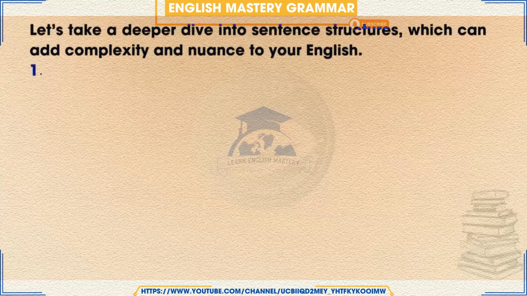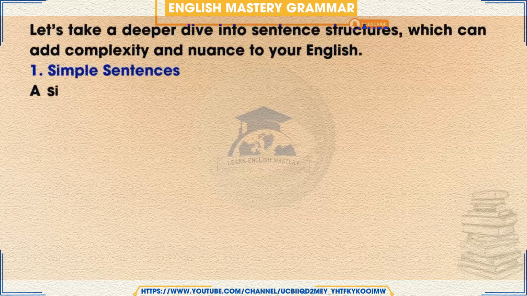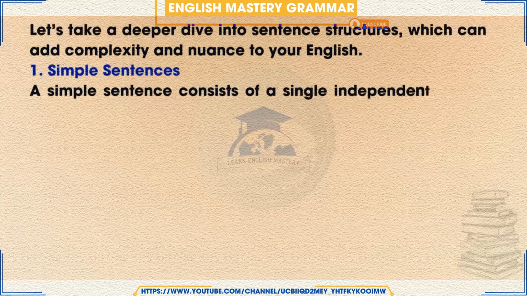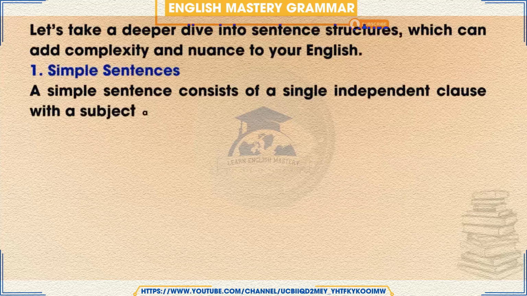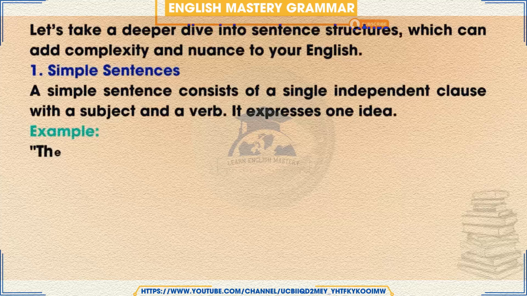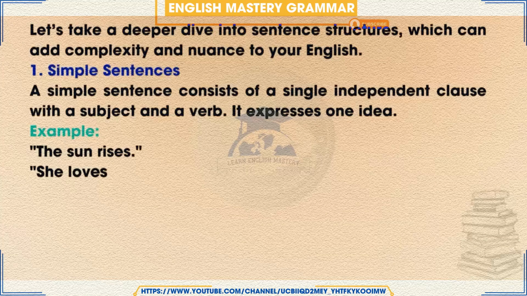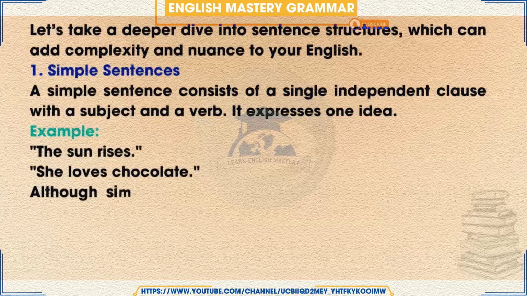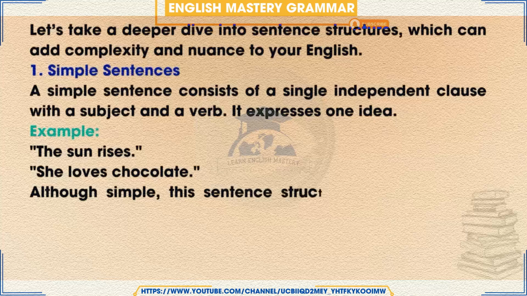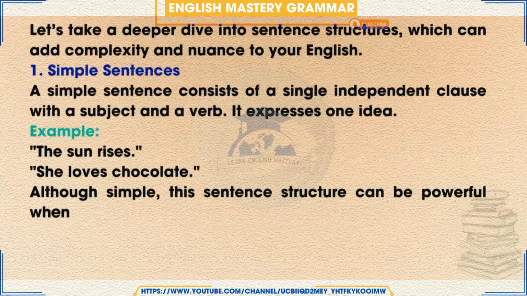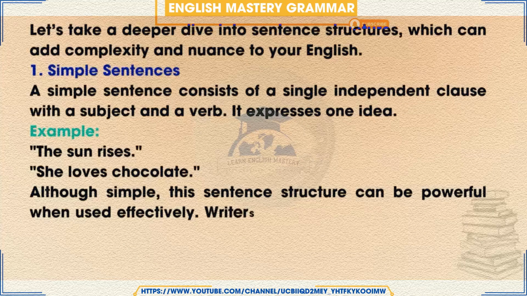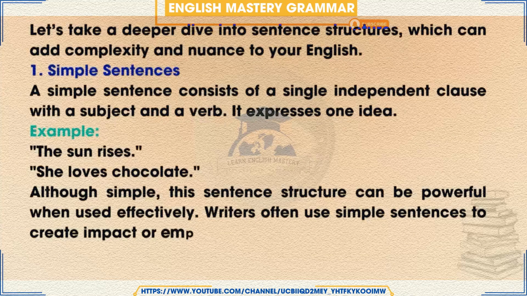1. Simple sentences. A simple sentence consists of a single independent clause with a subject and a verb. It expresses one idea. Example: The sun rises. She loves chocolate. Although simple, this sentence structure can be powerful when used effectively. Writers often use simple sentences to create impact or emphasize a point.